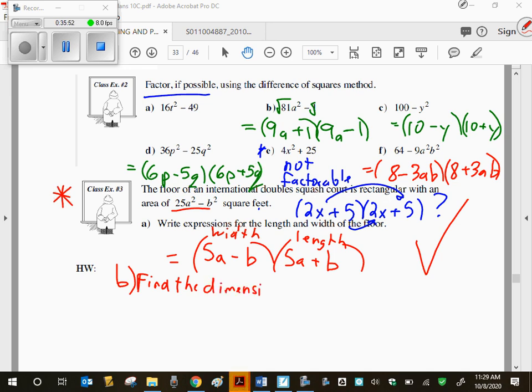Dimensions means width and length. If A equals 5 and B equals 7. Put that away please and write that down. Put that in your bag and shut them off. Thank you.